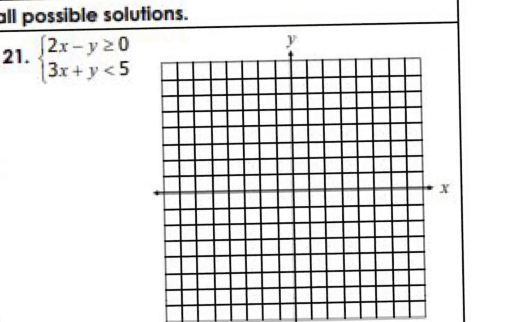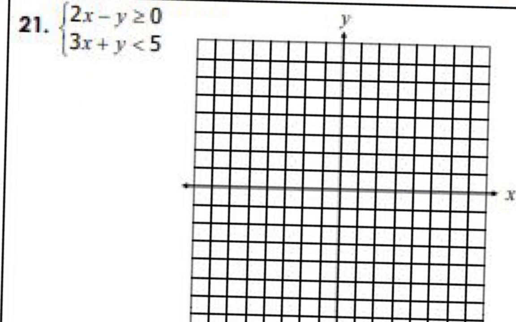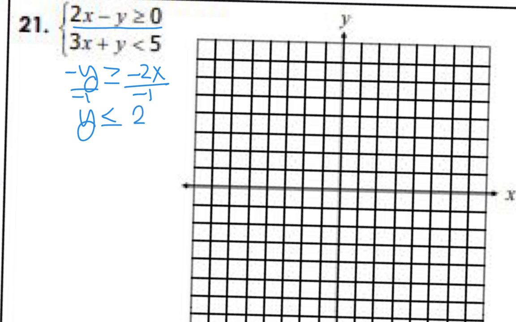All right, let's try 21. Let's see if Miss Lane can graph a line. All right, so let's put this in slope-intercept form. Negative y greater than or equal to negative 2x plus 0. I'm not going to do the plus 0. Divide by negative 1. Dividing my variable by negative makes me reverse my sign. So y is less than or equal to 2x.